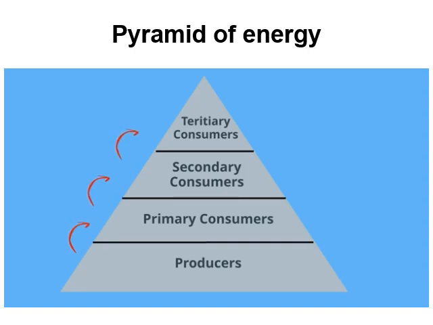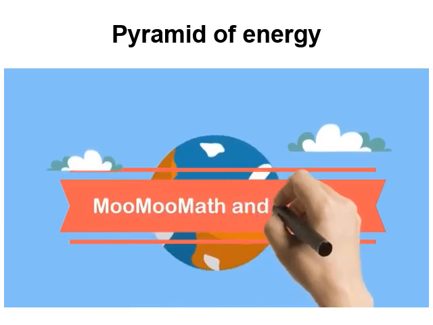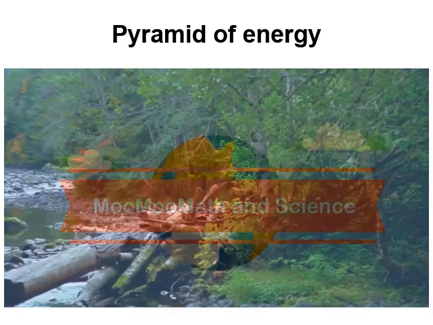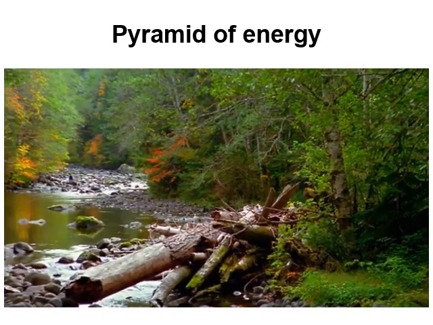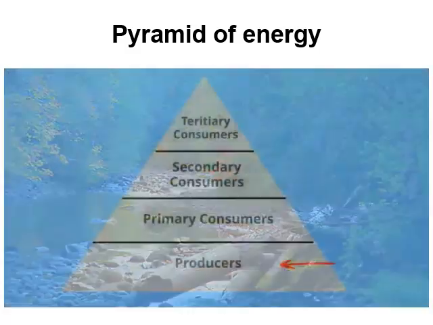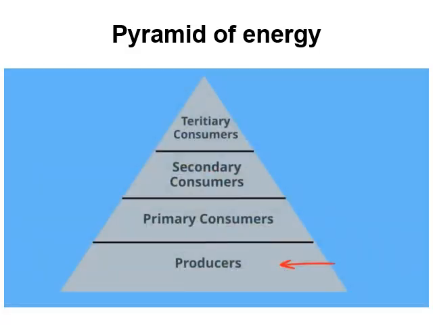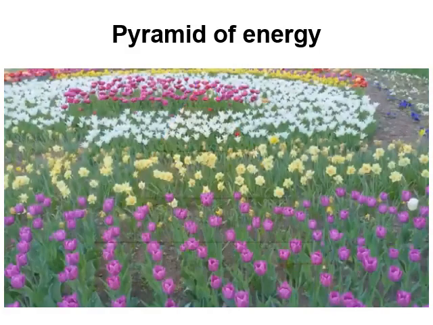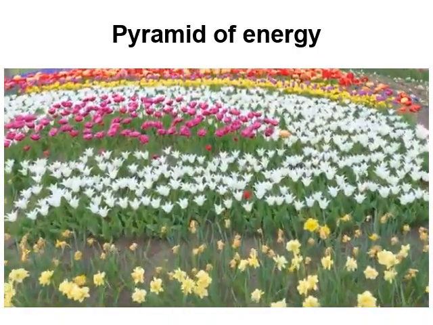Welcome to Moo Moo Math and Science and Energy Pyramids. Let's take a look at an energy pyramid in a typical ecosystem. You will find producers at the bottom of the energy pyramid. Examples of producers are plants.